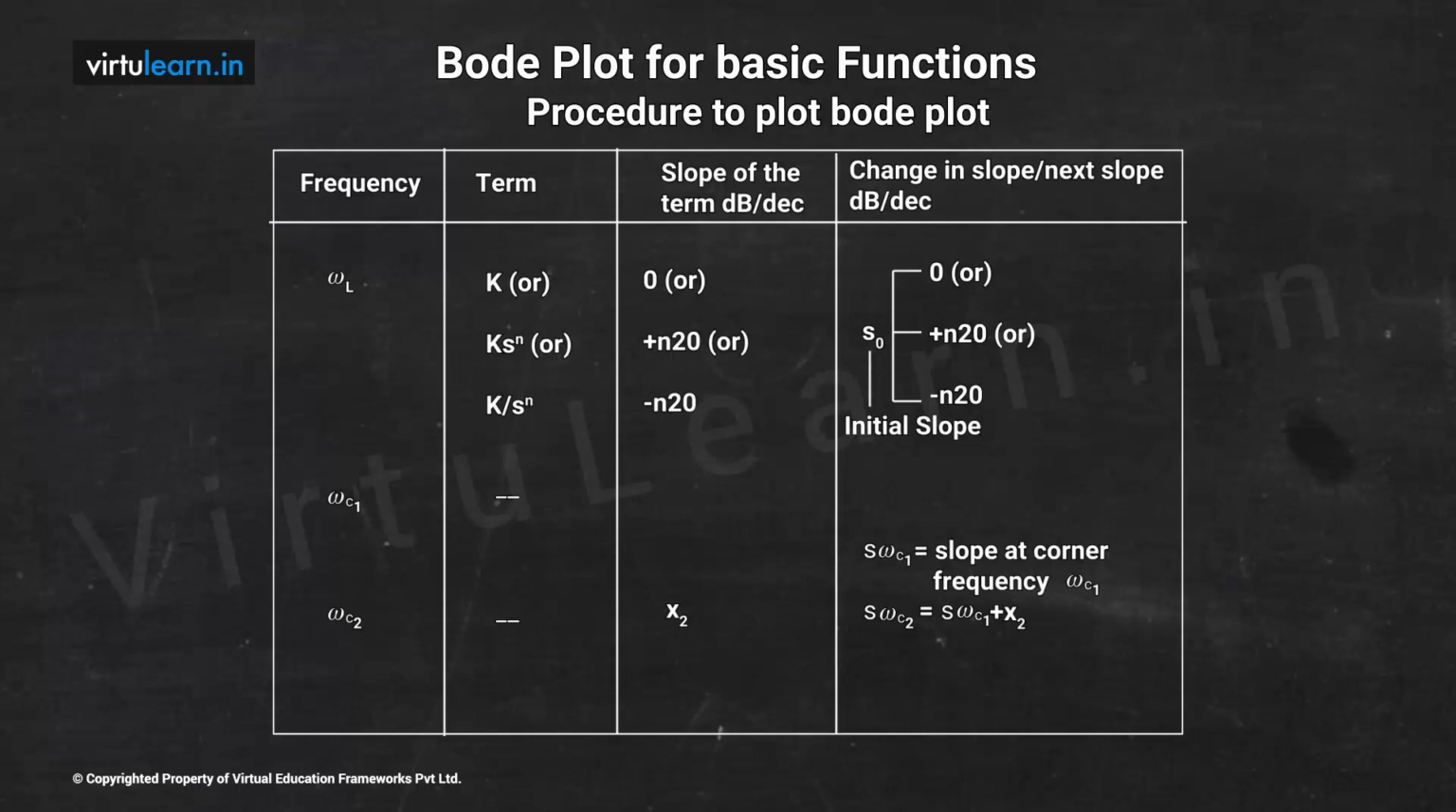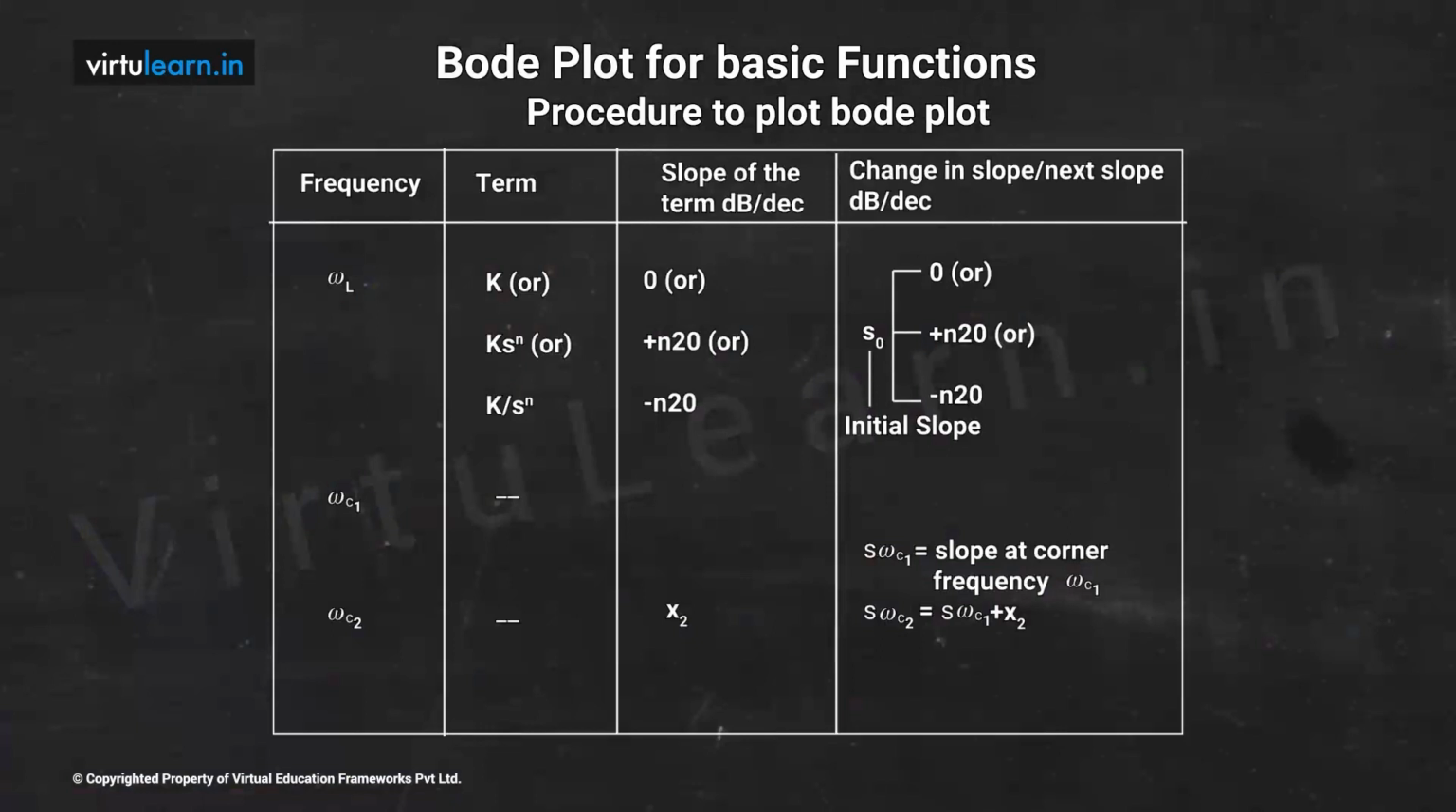The first row is of the first term in the transfer function, k into s power n or k by s power n. Now we start with the corner frequencies. So I have omega c1. For this omega c1, what will be the term? That can be either finite zero or finite pole, or quadratic term in the numerator, quadratic term in the denominator. Out of these four, any one will come here. And what is the corresponding slope? We have table available. From this table, then we can write what is the corresponding term.